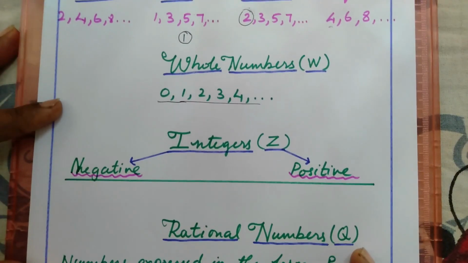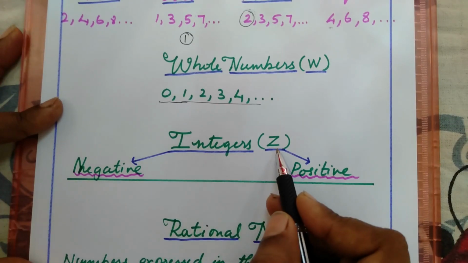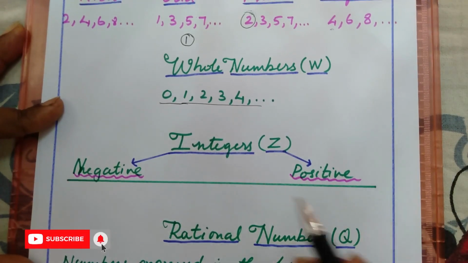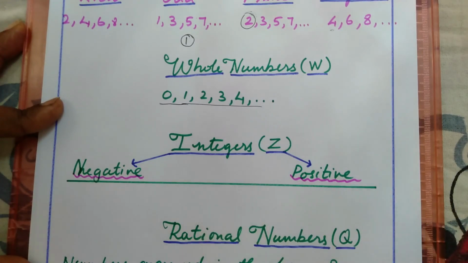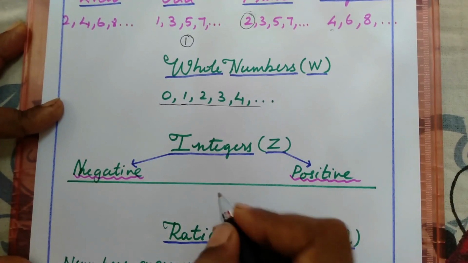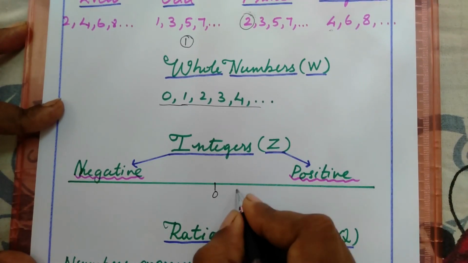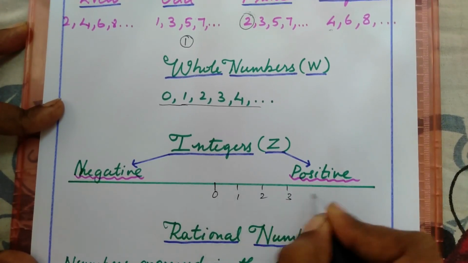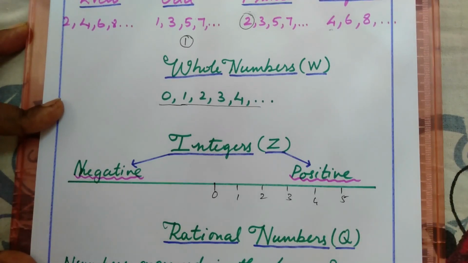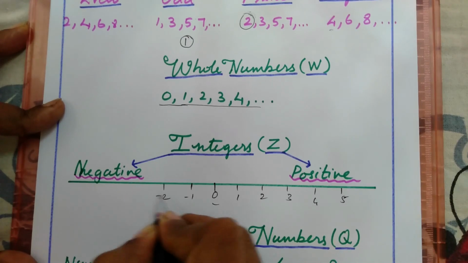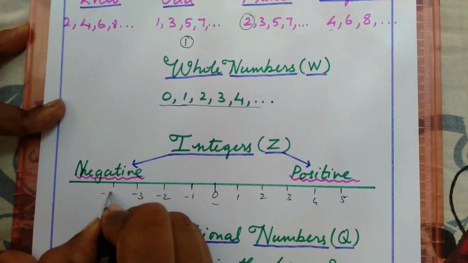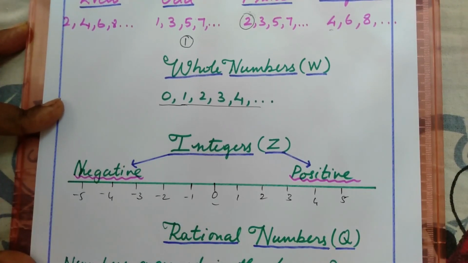The next one is integers. It is denoted by the letter Z, and you have negative integers and positive integers. Now what are integers? If you see a number line, you have 0 here, then you have 1, 2, 3, 4, 5. This comes on the right hand side of 0. Now what about the left hand side of 0? You have -1, -2, -3, -4, -5, right?